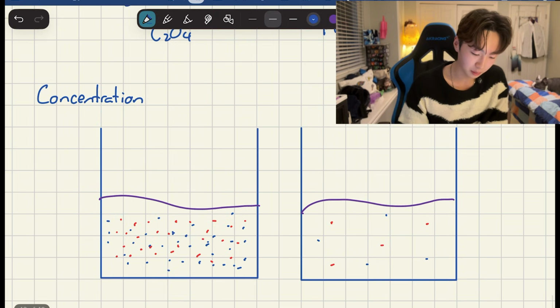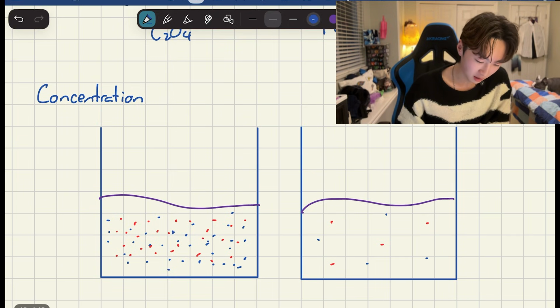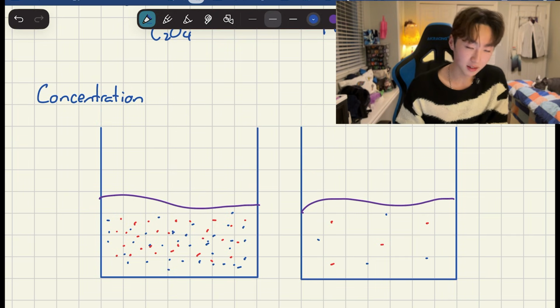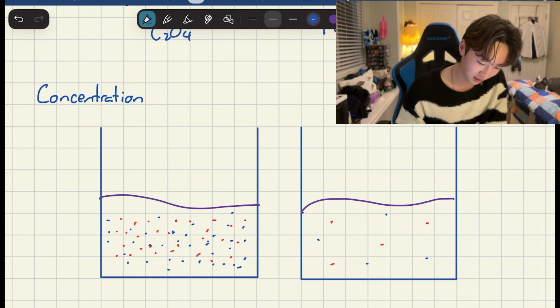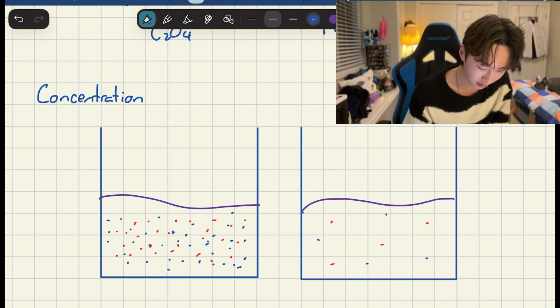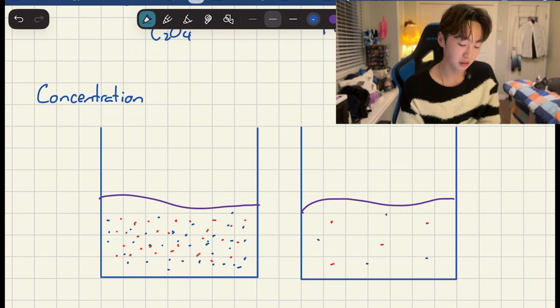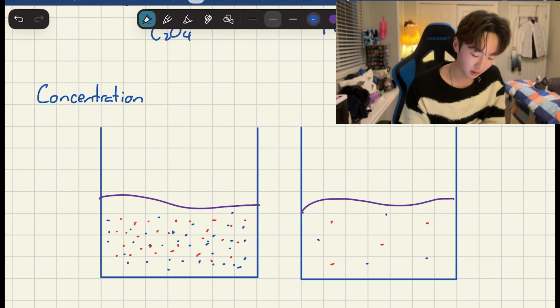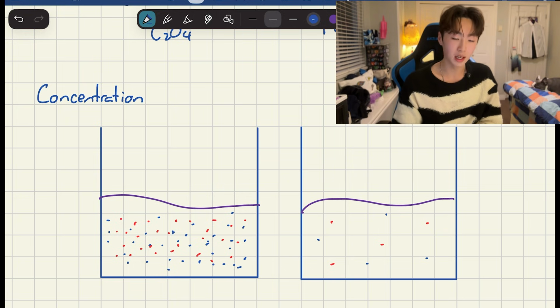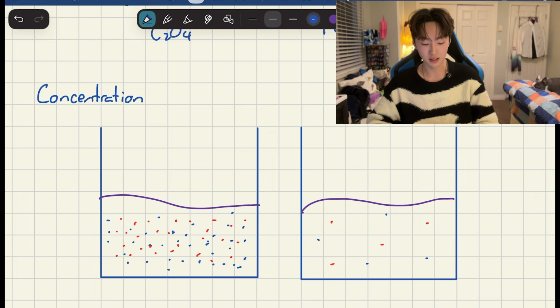So looking at this example here, I have two beakers, and I'm trying to react the blue dots with the red dots. On the left side, you can see I have a very high concentration of both blue and red dots. So what's going to happen is there's going to be a lot of frequent collisions.